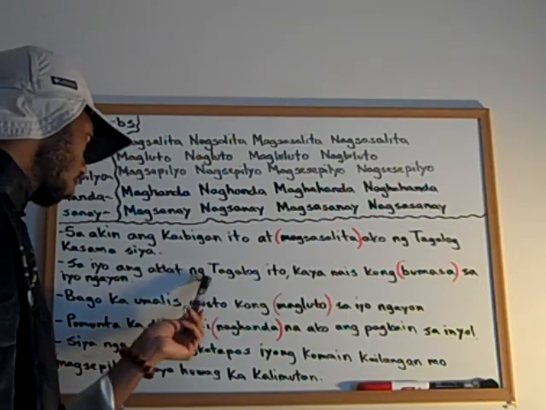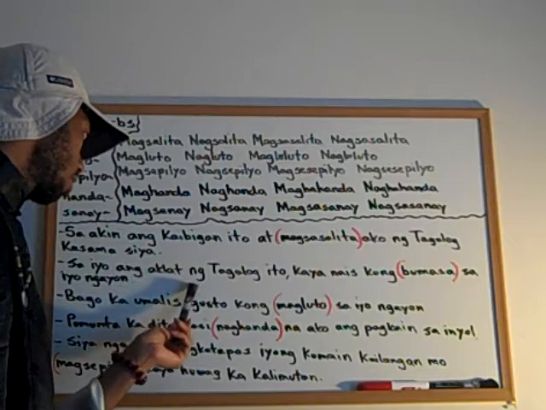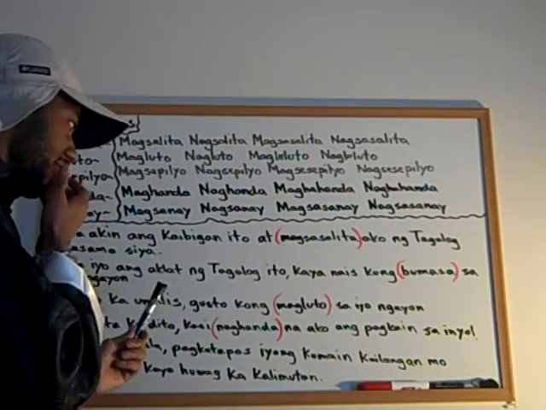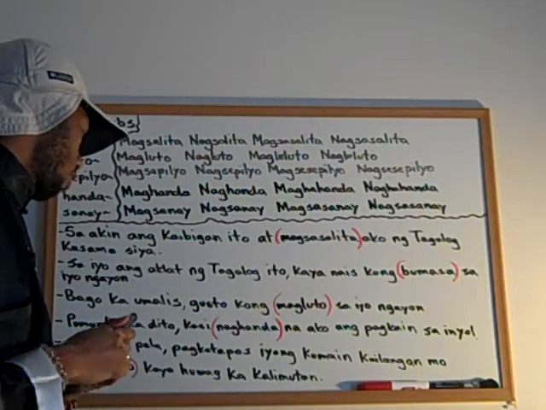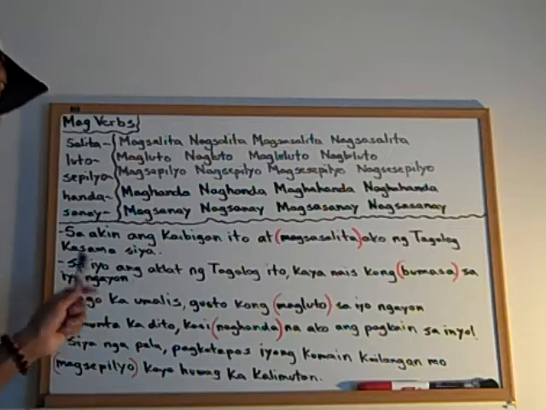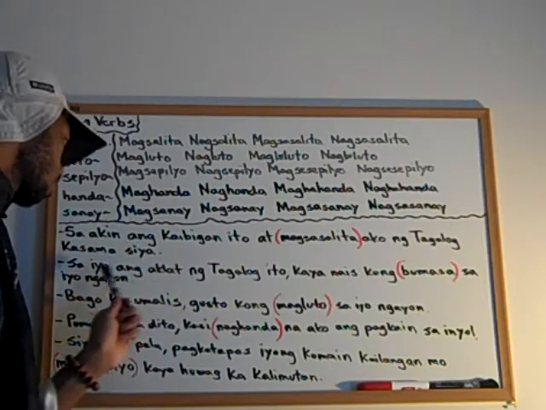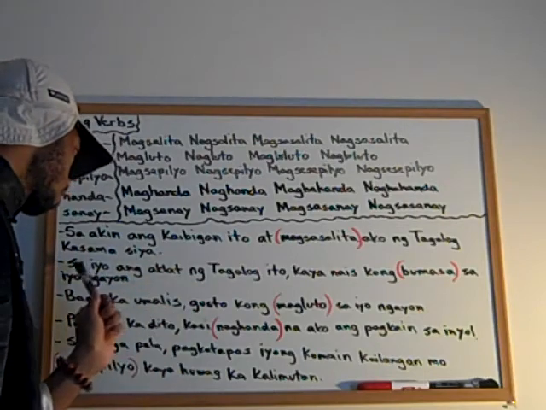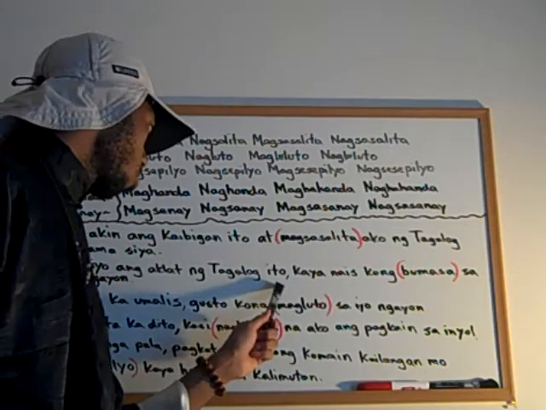I'm not sure about this. Should I put ang or nang here? Those of you that are native speakers, just correct it. Let me know if this is supposed to be ang or nang. I wasn't sure. I always get these mixed up. So sa iyo ang aklat ng Tagalog. So this is your Tagalog book. Sa iyo ang aklat ng Tagalog ito.